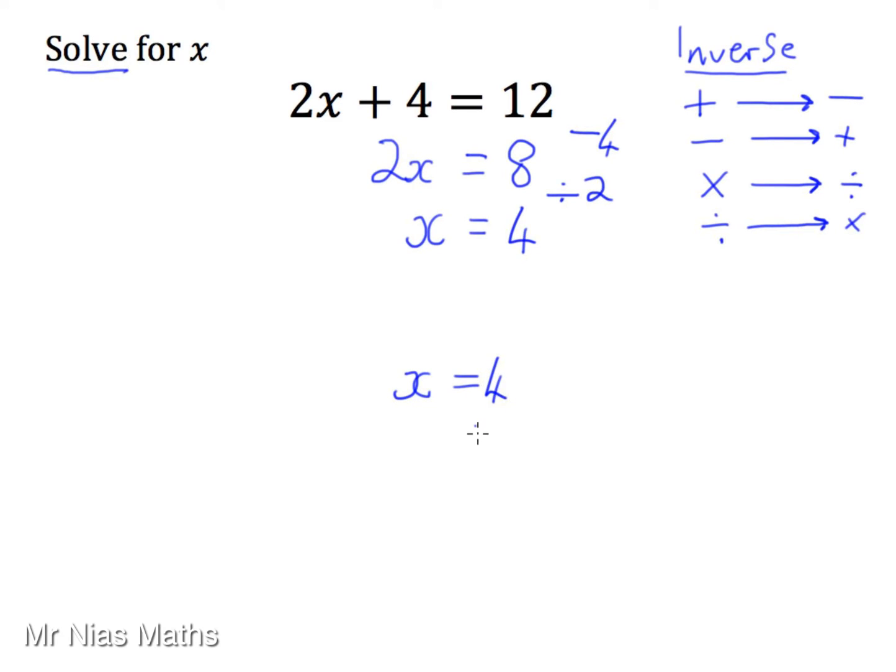Now I can check this by putting this back into my original equation. So if x equals 4, 2 times 4 is 8, plus 4 is 12. So I've definitely got this right. Okay, let's try another example.